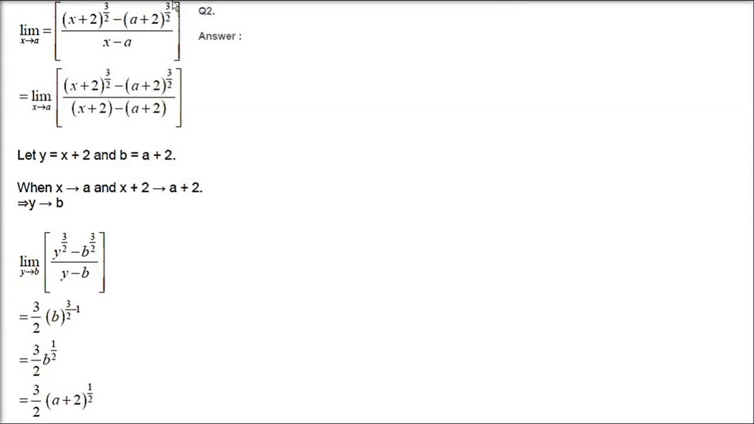Question number 2 here. So we have the same thing here, an almost similar question. Only the power has been changed, 5 by 2 has been changed to 3 by 2. So this x plus 2 we are taking as y, and a plus 2 as b. Any letter you can take, there is no hard and fast rule.